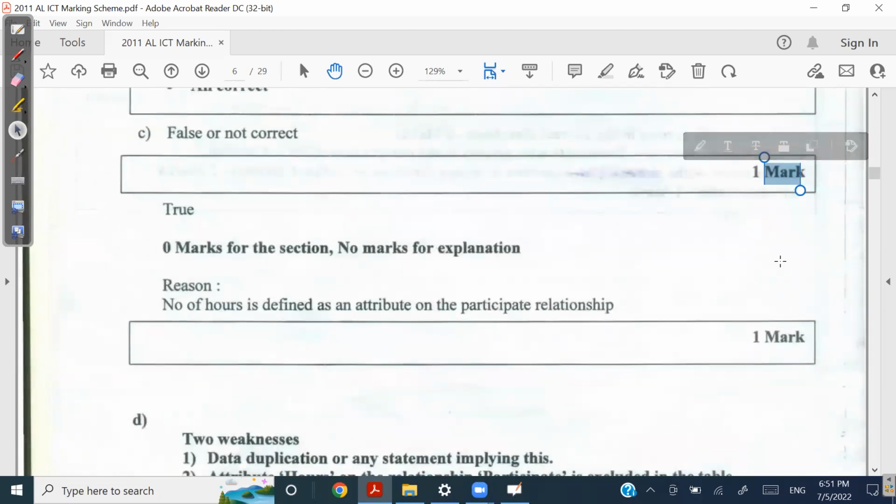Then the reason is saying number of hours is defined as an attribute on the participant relationship. So this is a very brief reasoning. When you are writing this, it's better you write it properly. In the above ER diagram, there is an attribute called number of hours assigned to the relationship called participate. So the suggestion that the question is making is wrong.